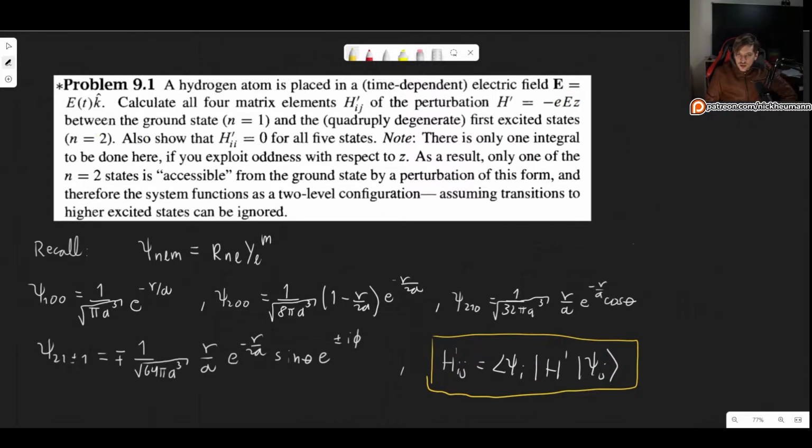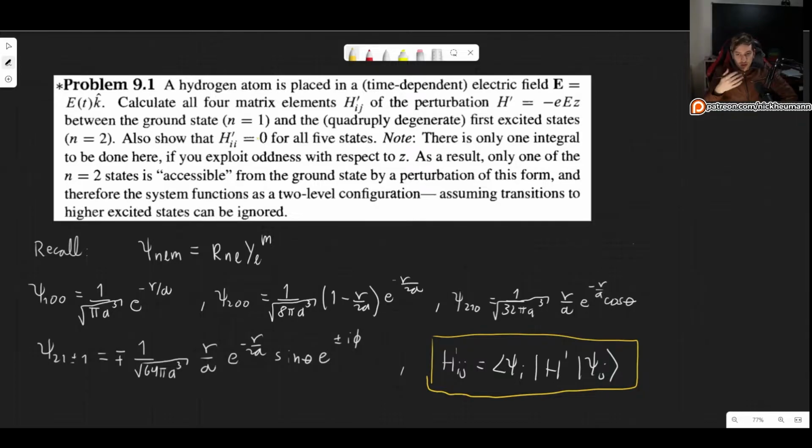And well, we want to do it between the ground state, n equals 1, and the quadruply degenerate first excited states, n equals 2. Okay, so there's going to be quite a few states to work with. And we want to show that H prime ii is equal to 0. So this is what I mentioned before.